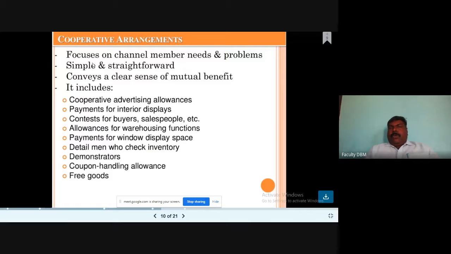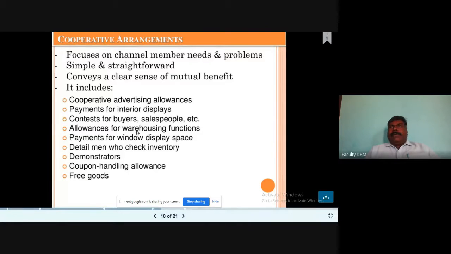Cooperative arrangement. What are the cooperative arrangements? It focuses on channel members' needs and problems, is simple and straightforward, and conveys a clear sense of mutual benefits. They are going to show what the benefit is if you get in touch with that company. Cooperative advertisement allowances. Payments for interior displays. You would have seen Tea Time: you can see the same type of infrastructure, same type of shape, and same type of products available in that store. So the payments for interior displays.